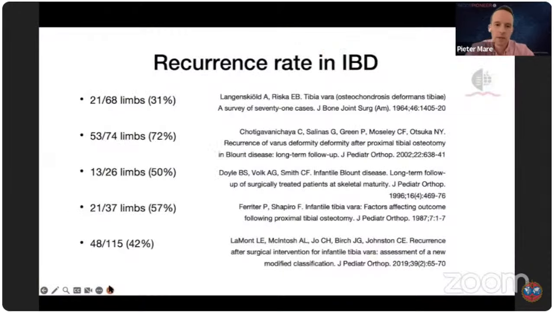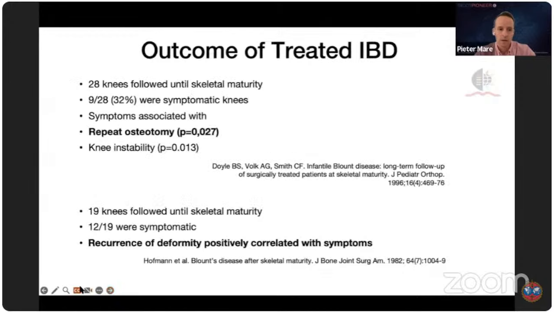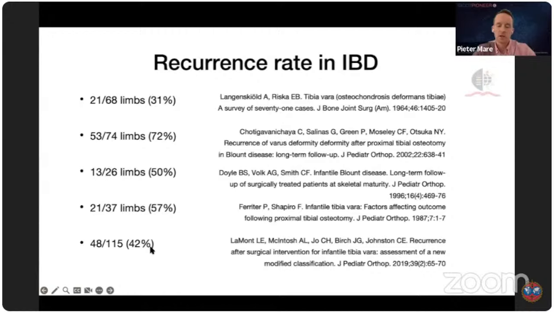So if we look at the literature, we know that the recurrence rate is high, but there's quite a wide range from about 30% to about 70%, depending on how we select the groups of patients, as Dr. Hosny has elucidated now as well. Recurrence in Blount's disease is not only a problem because of the compound risk of complications from doing multiple corrective osteotomies, but also because of the cost to the family as well as to the healthcare service.